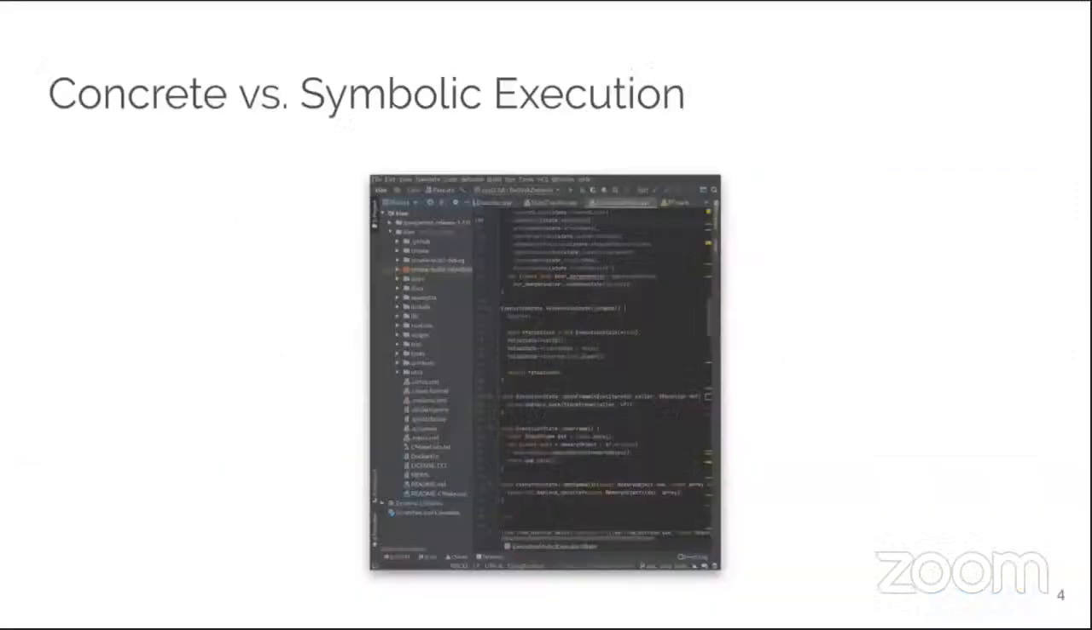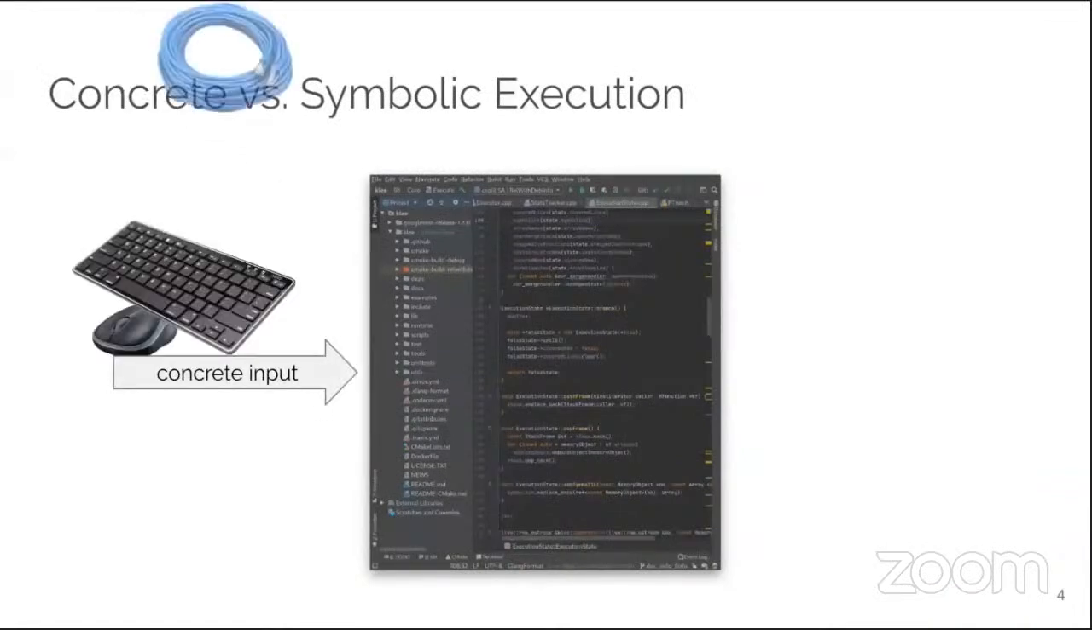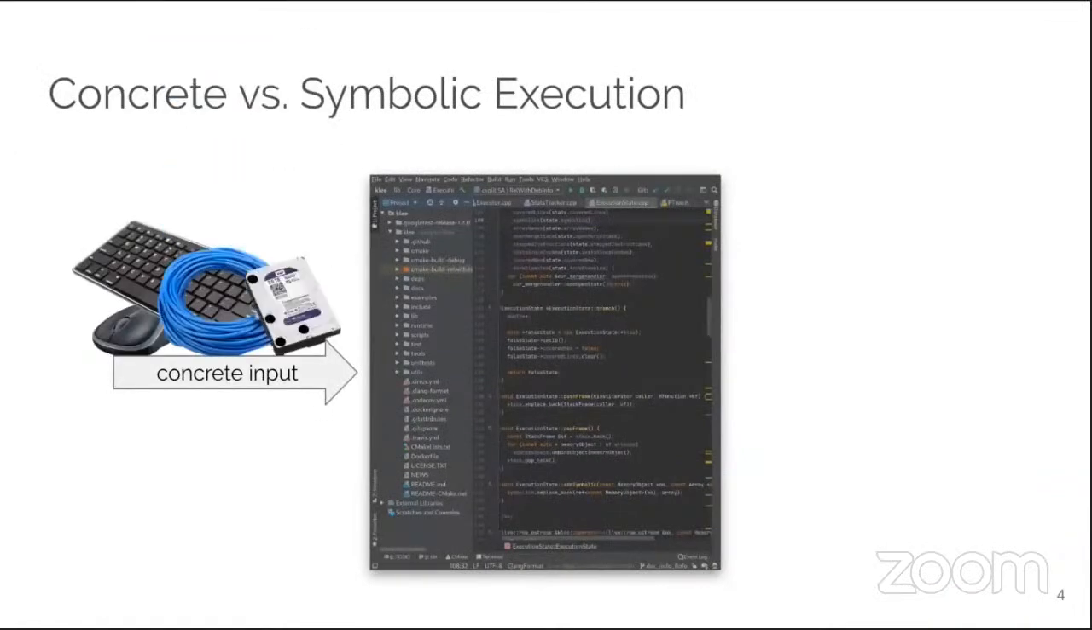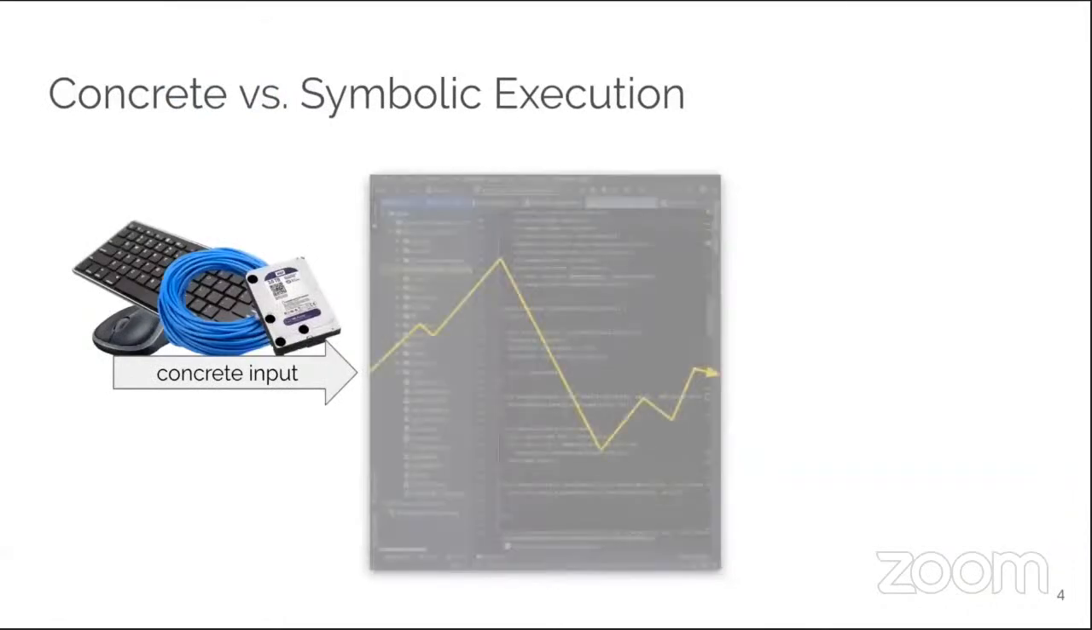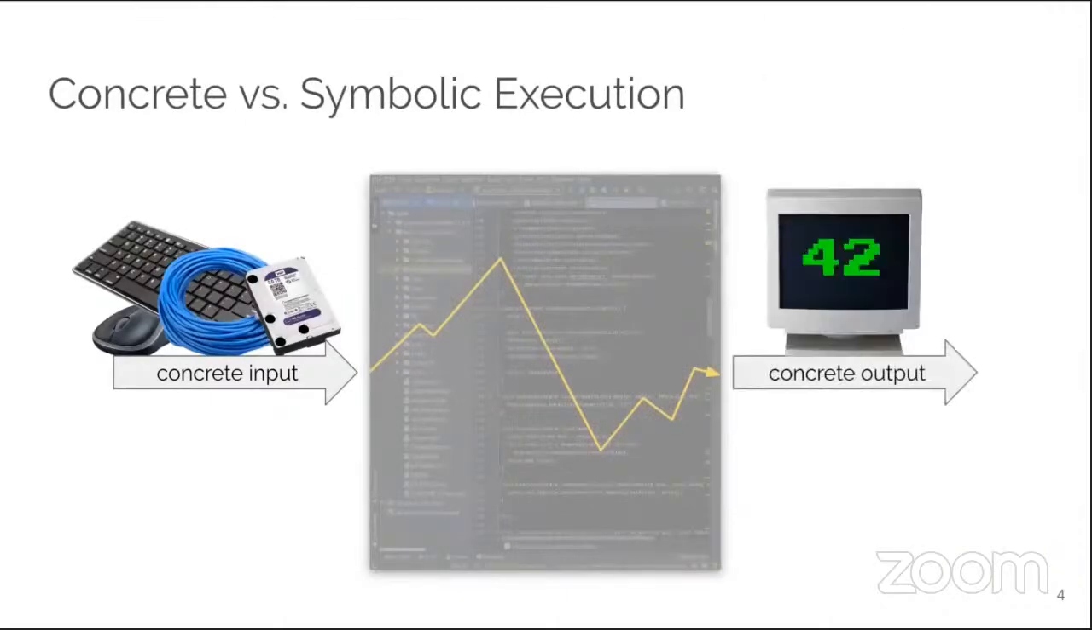In a normal execution, an application processes data from various sources, such as files, network packets, or user input. However, all these different input values determine just a single specific path through the program that typically results in an output shown on the screen or written to a file.